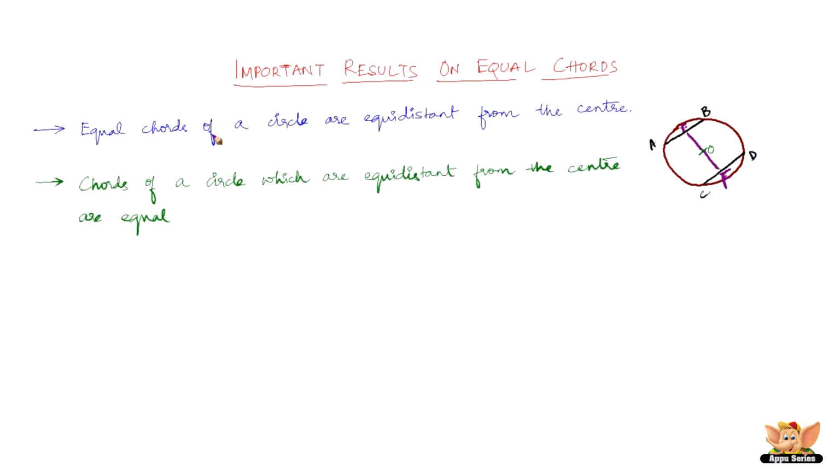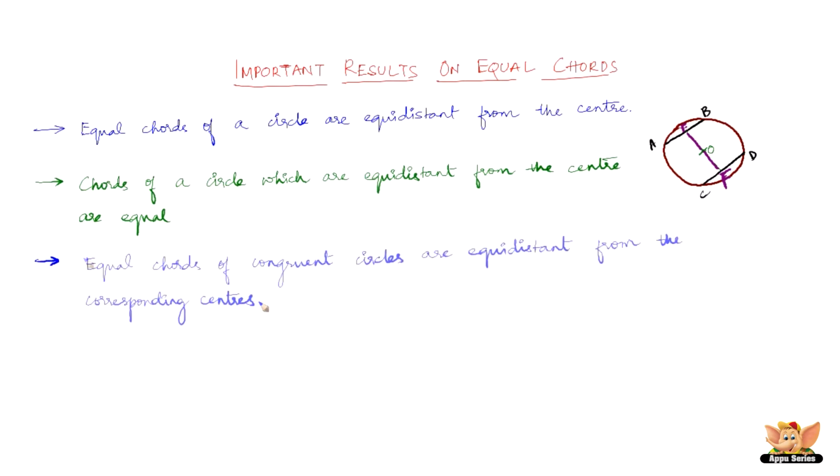So here, equal chords of a circle: if the chords are equal, then the distances from the center to the chords are equidistant. But the second property is, if the distances from the center to the chords are equidistant, then the chords are equal. Pretty simple that. Let us go to the next property now, which is a little different.